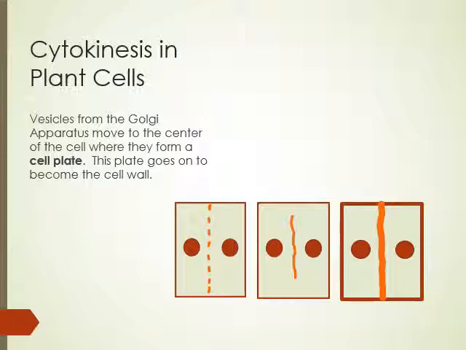So that's in plant cells. Animal cells, they'll have a cleavage furrow, but plant cells will end up forming the cell wall. For the inevitable question: what's the difference between cytokinesis in plant cells and animal cells?